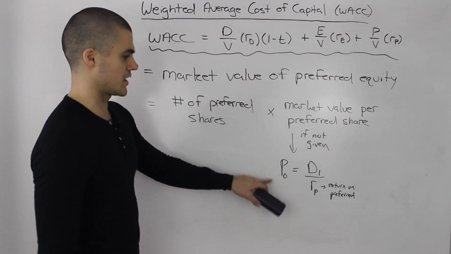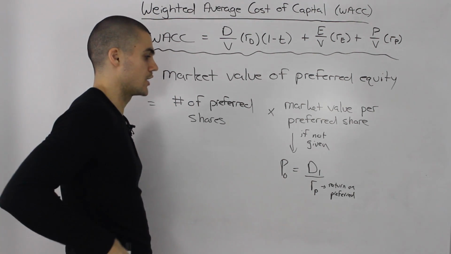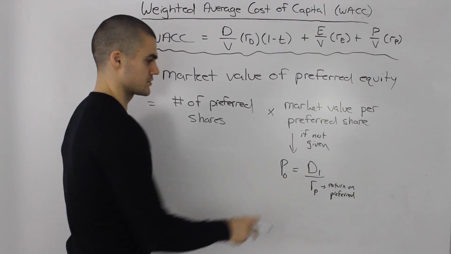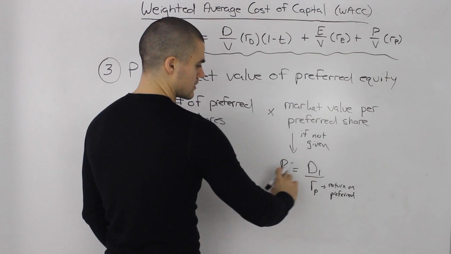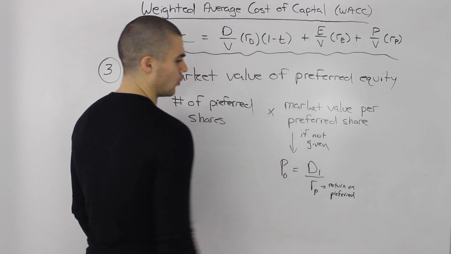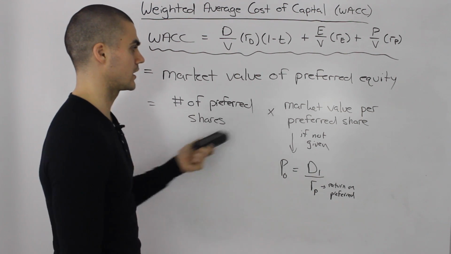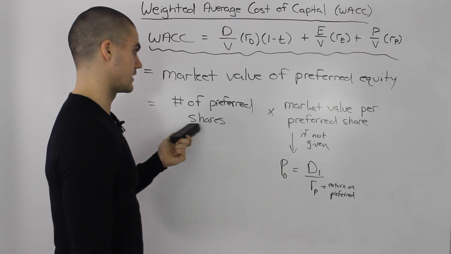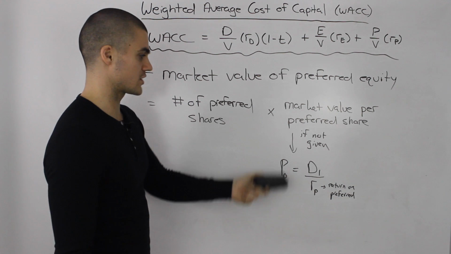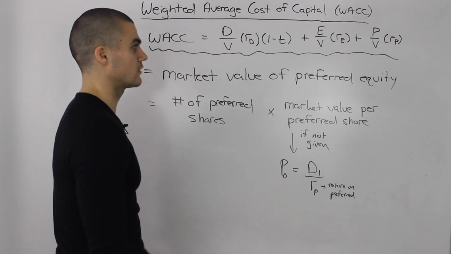All right, so it's just a perpetuity, a non-growing perpetuity. So it's just the dividend that the preferred stock is paying over the return on preferred, and that's your price. Plug it into this portion. So the number of preferred shares times your price gives you the market value of preferred equity.